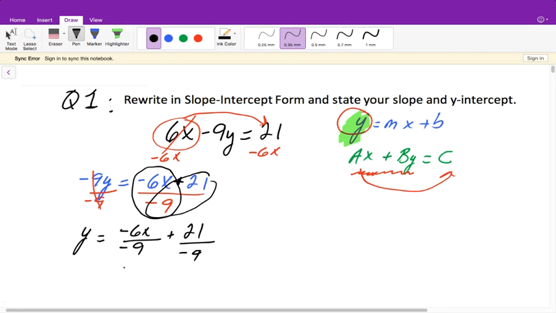All right, and then we go ahead and simplify. Well, here I know that the negatives can't cancel out and give me a positive, and 6 over 9 reduces to 2 over 3x. 21 over negative 9 reduces to negative 7 over 3. And there is your final answer.